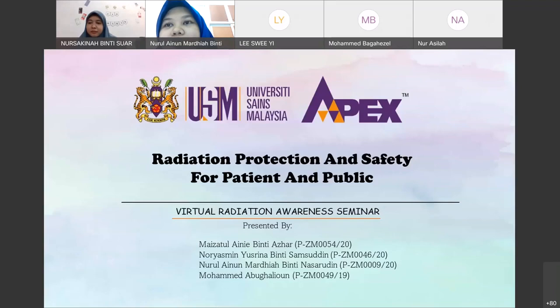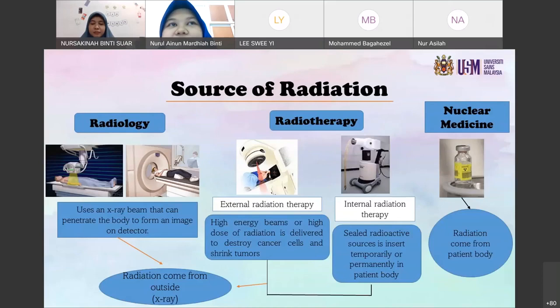The source of radiation in medicine can be classified into two: radiation that comes from outside, which is from an X-ray tube, and radiation that comes from the patient's body, like in the nuclear medicine department. In radiology, radiography is an imaging procedure that uses an X-ray beam that can penetrate the body to form an image on a detector. Meanwhile, radiotherapy can be classified into two, which are external and internal radiation therapy. External radiation therapy is a type of cancer treatment in which a high energy beam or high dose of radiation is delivered to destroy the cancer cells and shrink the tumor. Meanwhile, internal radiation therapy is also known as brachytherapy, in which the treatment is performed with a sealed radioactive source inserted temporarily or permanently in the patient's body.